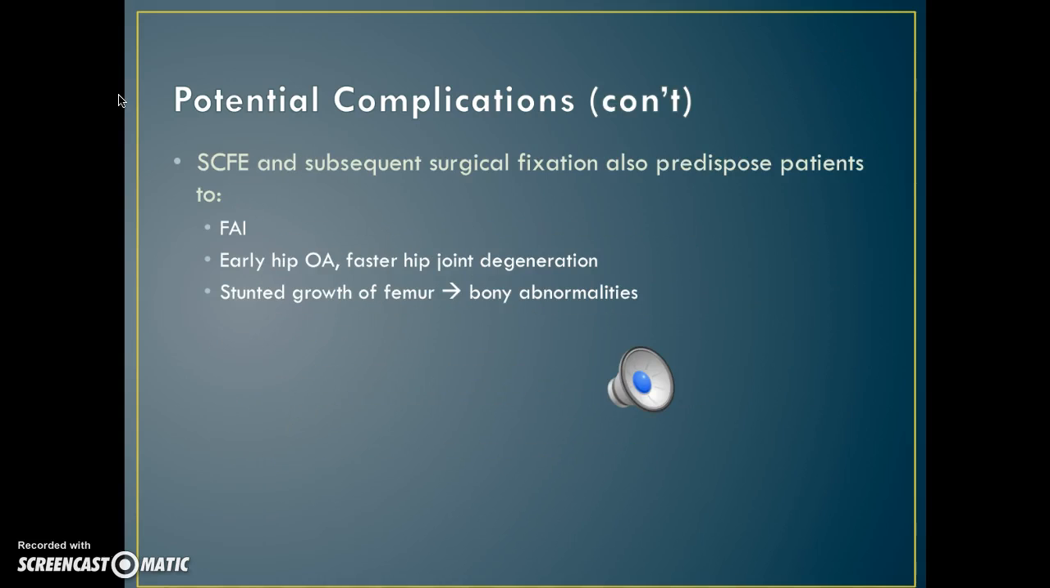Other potential complications of SCFE include impingement at the hip, early hip osteoarthritis, and stunted growth of the femur, which can lead to bony abnormalities and abnormalities in posture.